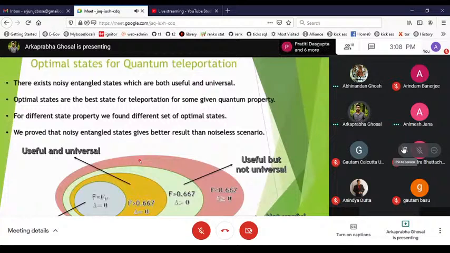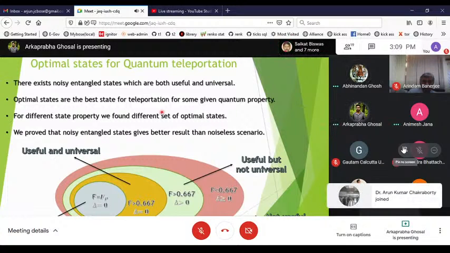Okay. The next task is to choose the optimal states for quantum teleportation. Which are the best states for quantum teleportation? Now, we get a hierarchy. So this pink region is the useless channel for quantum teleportation, and maintaining a hierarchy, we get optimal states. These are optimal states for quantum teleportation, for which the fidelity is maximum, the guessing power is maximum, and there is no fluctuation. And these states, luckily, are noisy entangled states. So noise helps to perform quantum teleportation far better than the noiseless scenario. That is an interesting result.